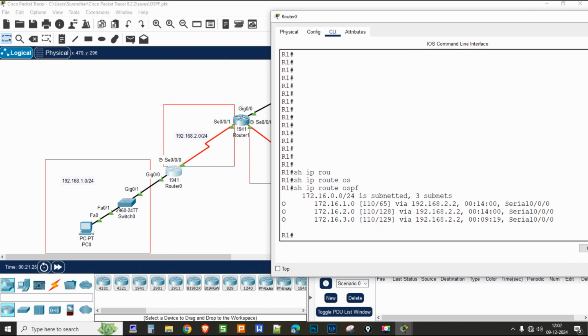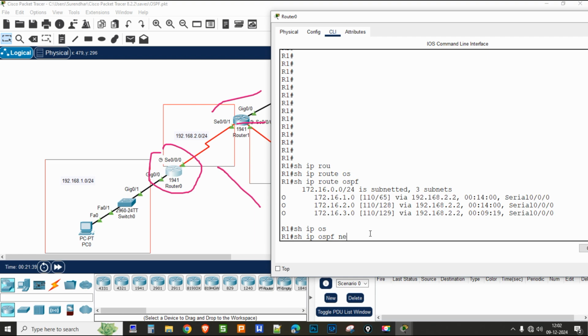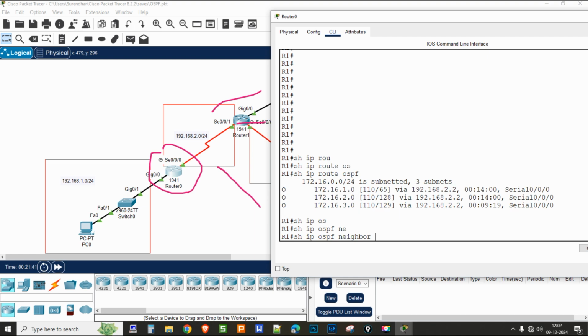It is getting the routing information from routers 1, 2, then 3. Three routers via OSPF protocols. Next one is the command: show IP OSPF neighbor. Which one has the neighbors? So this is the neighbor router to exchange the routing information. It is 2.1. Neighbor is 2.2.